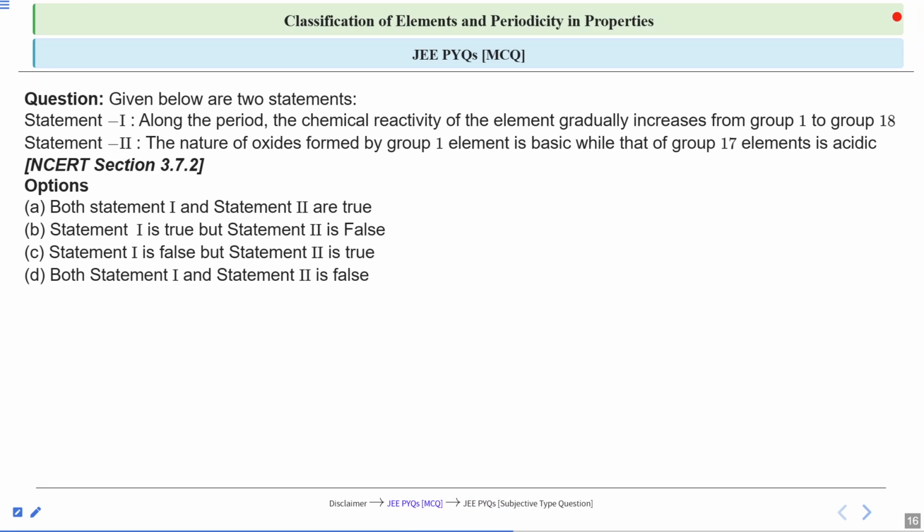Moving on to the next question. Given below are two statements. Statement 1: Along the period, the chemical reactivity of the elements gradually increases from group 1 to group 18. And the second statement is: the nature of the oxides formed by group 1 elements is basic, while that of group 17 elements is acidic. Four options are given here. A, both statement 1 and statement 2 are true. B, statement 1 is true but statement 2 is false. C, statement 1 is false but statement 2 is true. And D, both statement 1 and statement 2 are false.